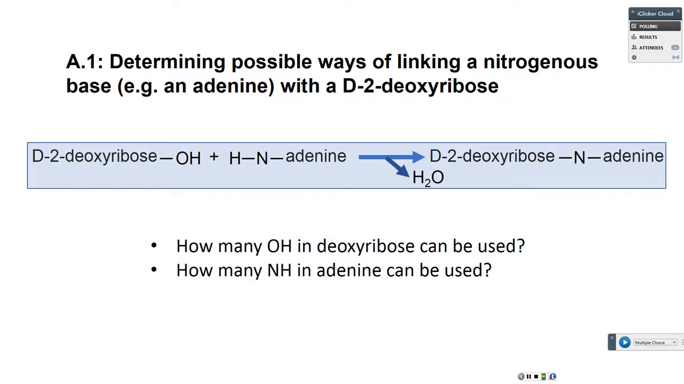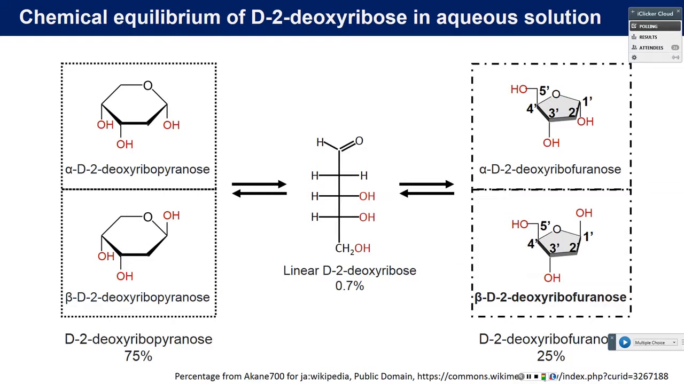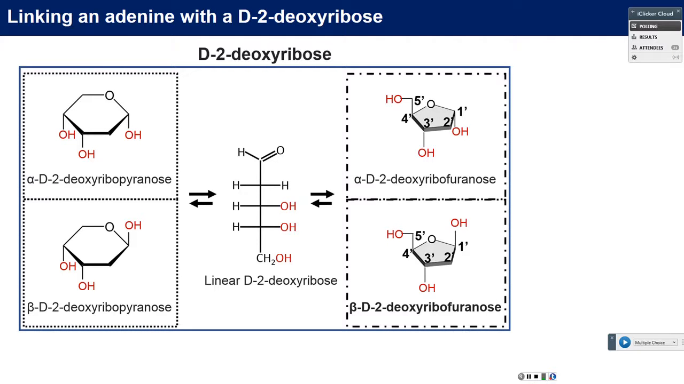So you want to ask how many hydroxy groups in deoxyribose can be used to form the carbon-nitrogen bond, which is the connection between the sugar ring and the base. And the next question is how many nitrogen-hydrogen bonds in adenine can be used. If we just focus on one configuration of the sugar, we'll see that in each configuration there are 3 hydroxy groups that can be used, and of course we have 5 different configurations.